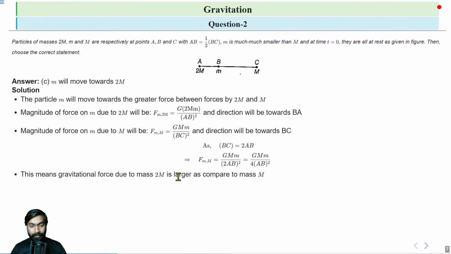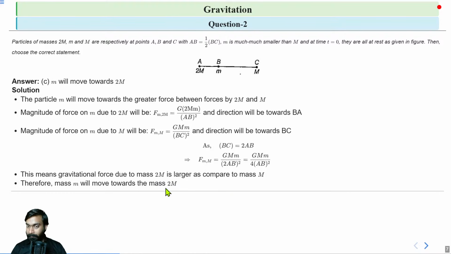This means the gravitational force due to mass 2M is larger as compared to mass capital M. Therefore, the mass m will move towards the mass 2M. Yes, VK, your answer is correct. Good. Anyone?